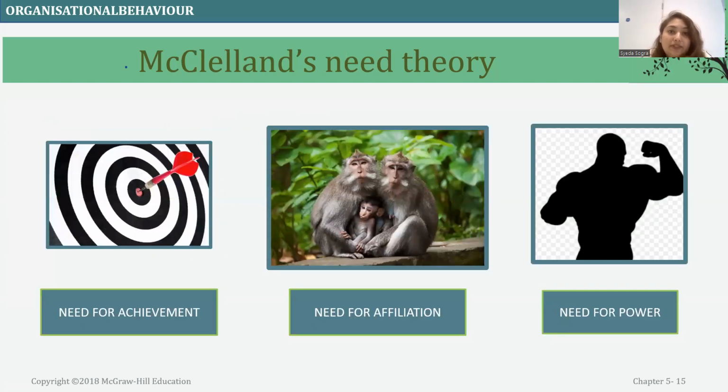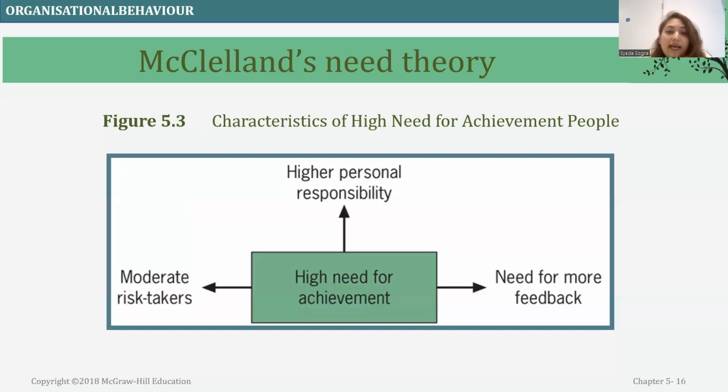If you look into McClelland's need theory, there is the need for achievement, the need for affiliation, which means society, friends, colleagues, and the need for power, because within our role, we also want to attain a certain level of authority. He came out with the high need for achievement. There are certain characteristics of high need for achievement in people. You need to be a moderate risk taker with higher personal responsibility. As an employee, the responsibility of each employee tends to increase. And once the responsibility increases, you need to seek more feedback in order to ensure that your work is done accurately.